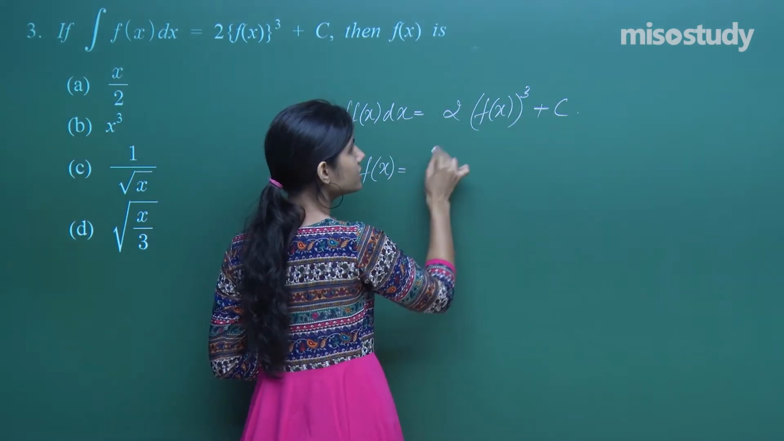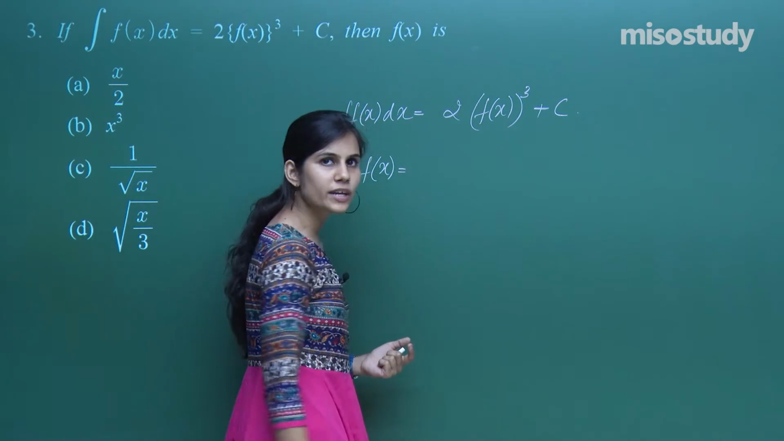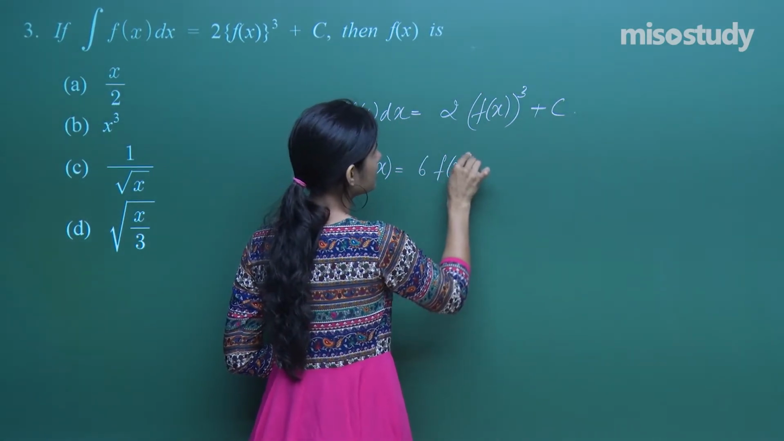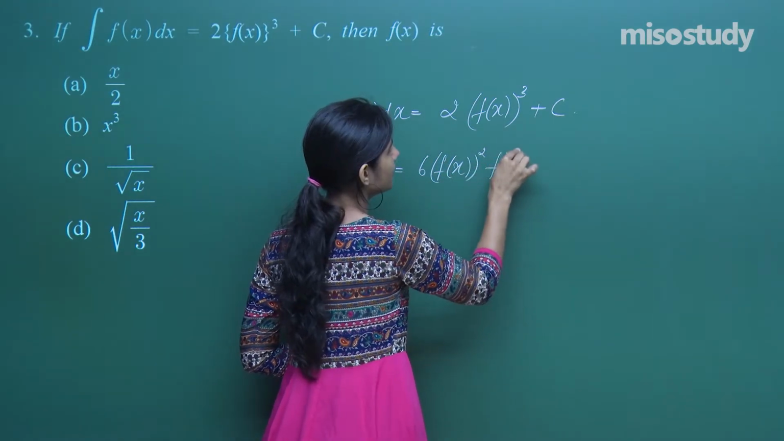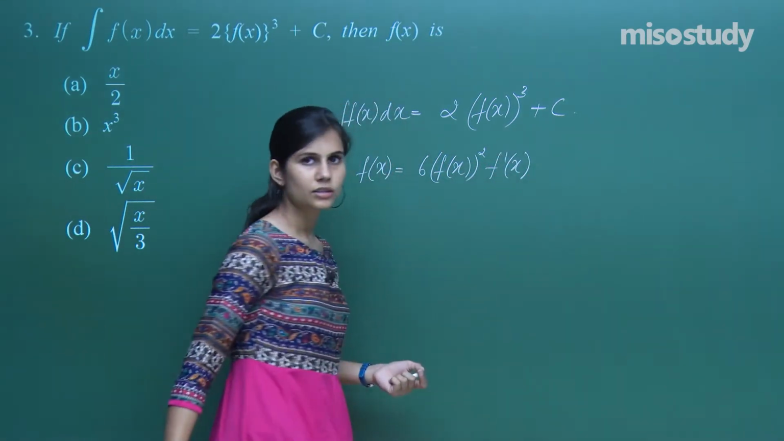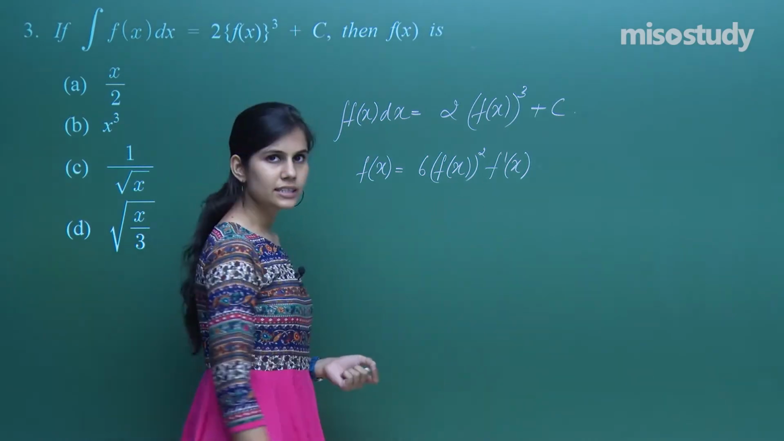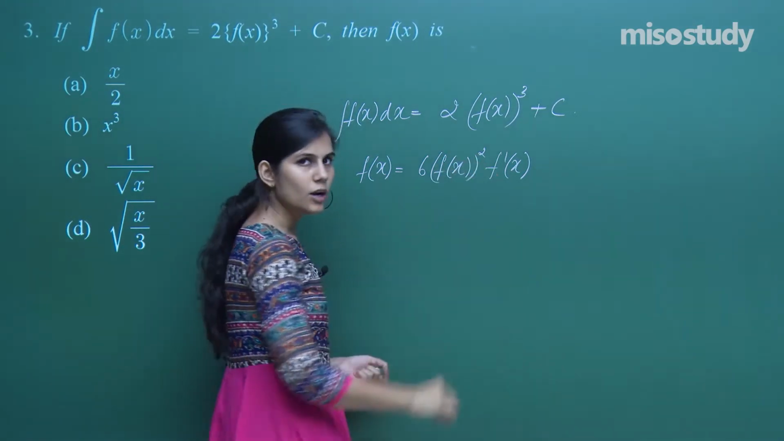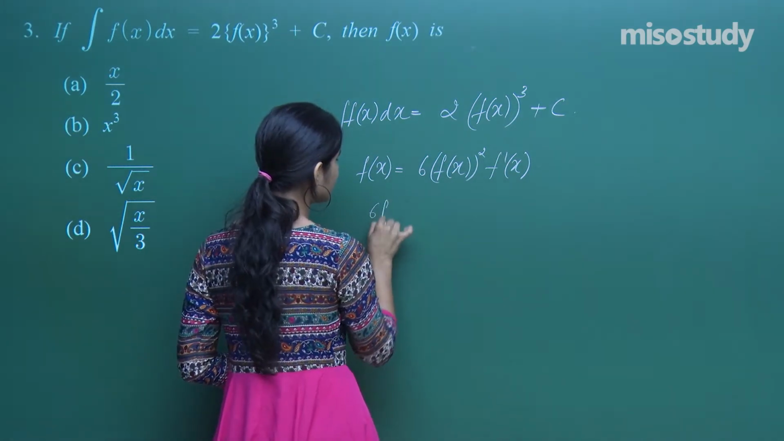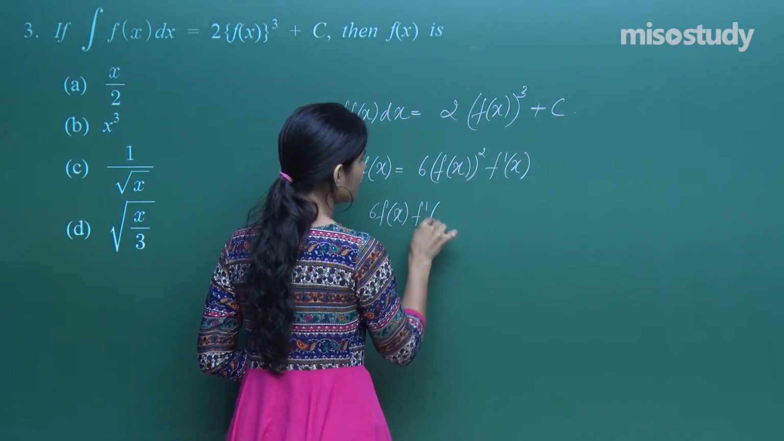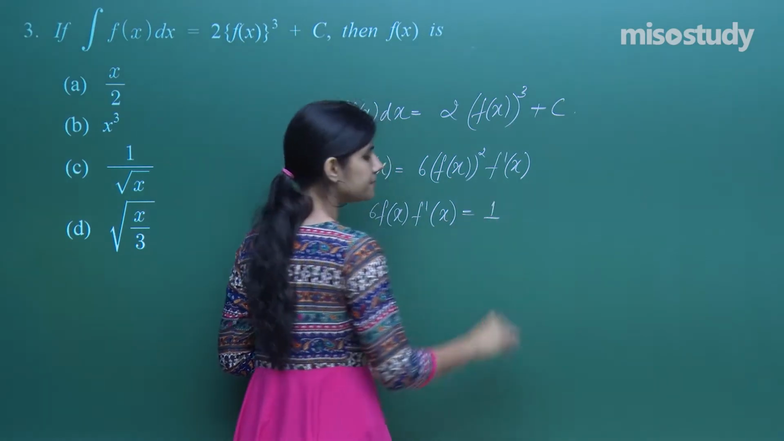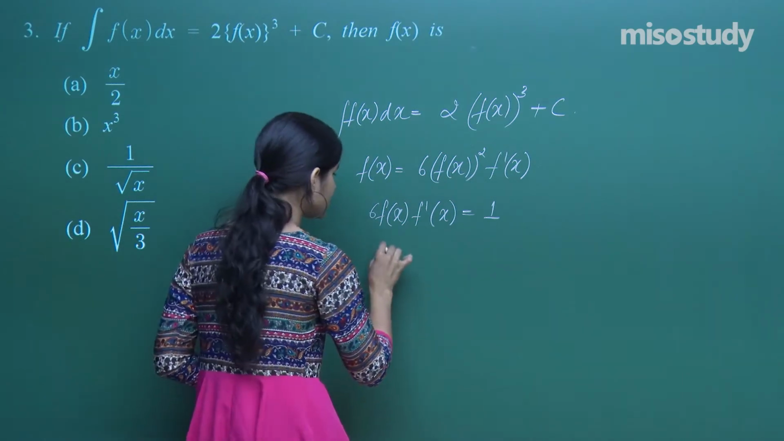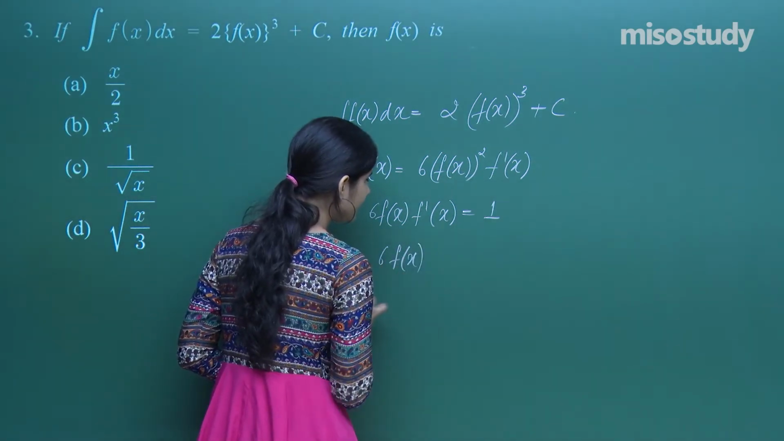This is 2 constant, 3 into f(x) whole square into f'(x). So over here you get 6 f(x) whole square into f'(x). Right? This is what you get by chain rule. After this, you can see f(x) over here, f(x) over here. One f(x) gets cancelled. You are left with 6 f(x) f'(x) equals 1. From here, the very situation of obtaining f(x) starts. You can write this as this.